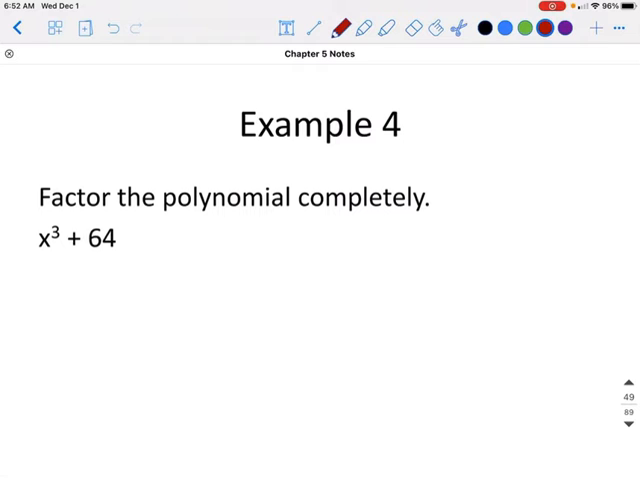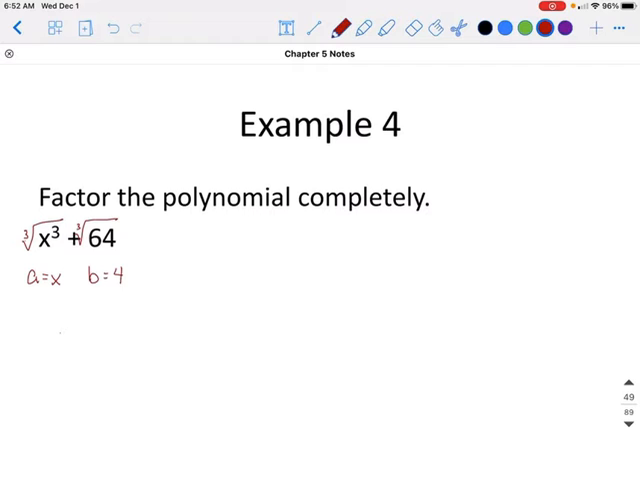So if we take a look at this, we only have two terms. I can take the cube root of the first one, and the cube root of x cubed tells me that a is equal to x. The cube root of 64 tells me that b is equal to 4. Since we can take the cube root of both of those, then this is a sum of two cubes. It is a sum because it is a plus.